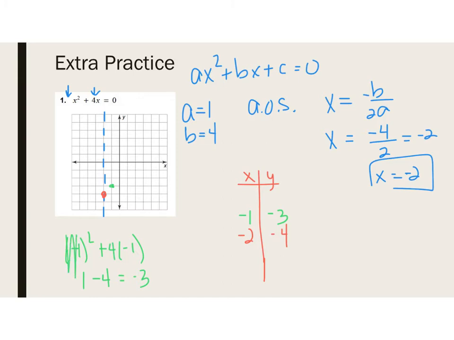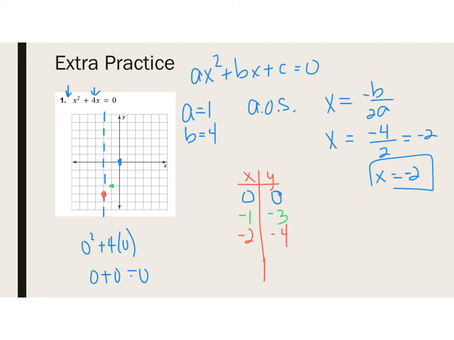I'm going to go ahead and keep working on the right side. And up next, I'm going to put in 0. So I have 0 squared plus 4 times 0. So that's 0 plus 0, which happens to be 0. That point is on the x-axis. That's the point I'm looking for.